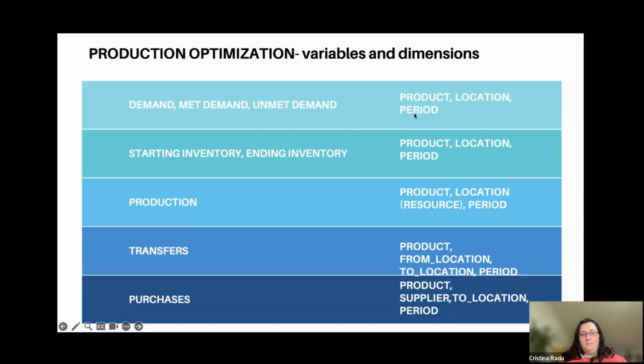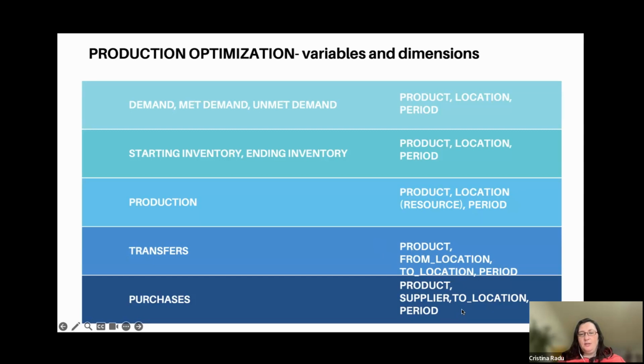So this is the power of optimization, that you can do this optimization over a full horizon. And that's not easy to do in Excel, for example. Starting inventory, ending inventory, as I said, they are on the product, location, and the bucket. Production is typically on product and resource, but the resource belongs to a location, and the period. Transfers are from location to location, product and period.